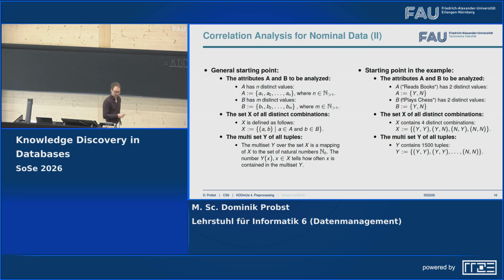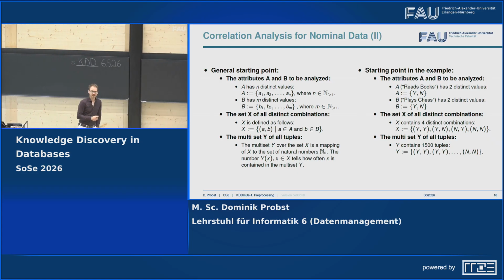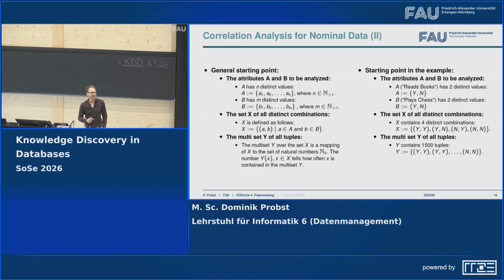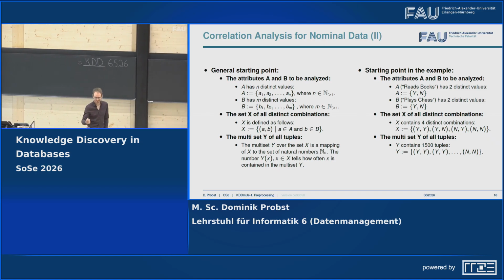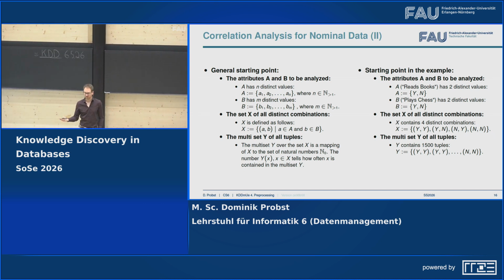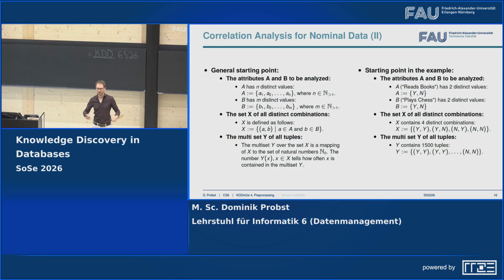And then we have to take a look at the multiset Y of all tuples. Little side note, every relational database is defined as a multiset. A multiset is a set that can include duplicates. A set is normally not able to include duplicates, while a multiset is able to. So we can have Y and Y 2 times, 3 times, 5 times.